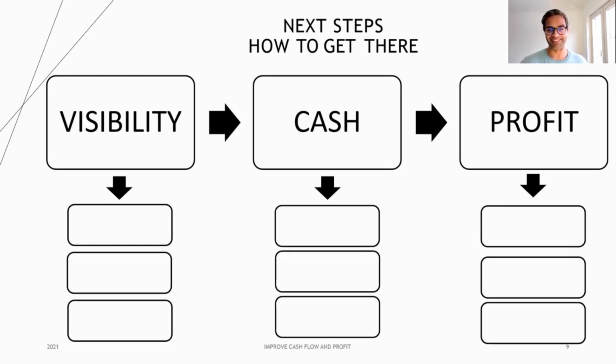So let's start with visibility, because let's start at the beginning. Right, visibility. So the first thing we need to do is work on our cash flow. All right, and this is something that we work on in terms of recording and projection, just so we know where the cash is coming in and coming out of our business.